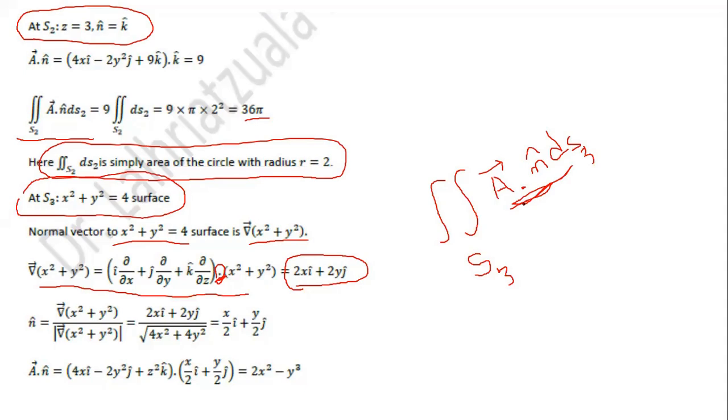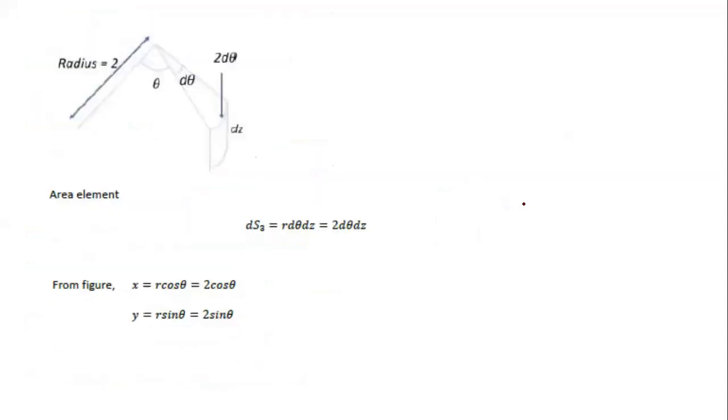So as we know, this surface S3 is a curved surface. If it is a curved surface, it is easier to perform integration using polar coordinates. I will discuss this in detail later on. So in polar coordinates, we can represent any point on the coordinate system like this.